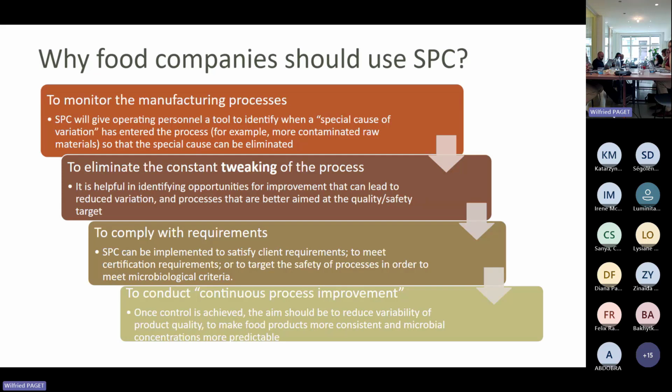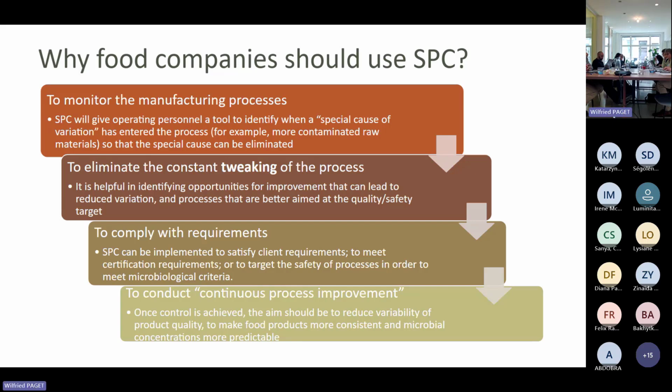Of course, we can use this process also to eliminate the constant tweaking of the process. It is helpful in identifying opportunities for improvement that can lead to reduced variation. Usually, we want less variation. Maybe in some processes we want to have more variation if you want to have different targets. But usually we want to reduce variation in our products. So the processes are aimed at the quality and safety target. So we want to improve the safety.